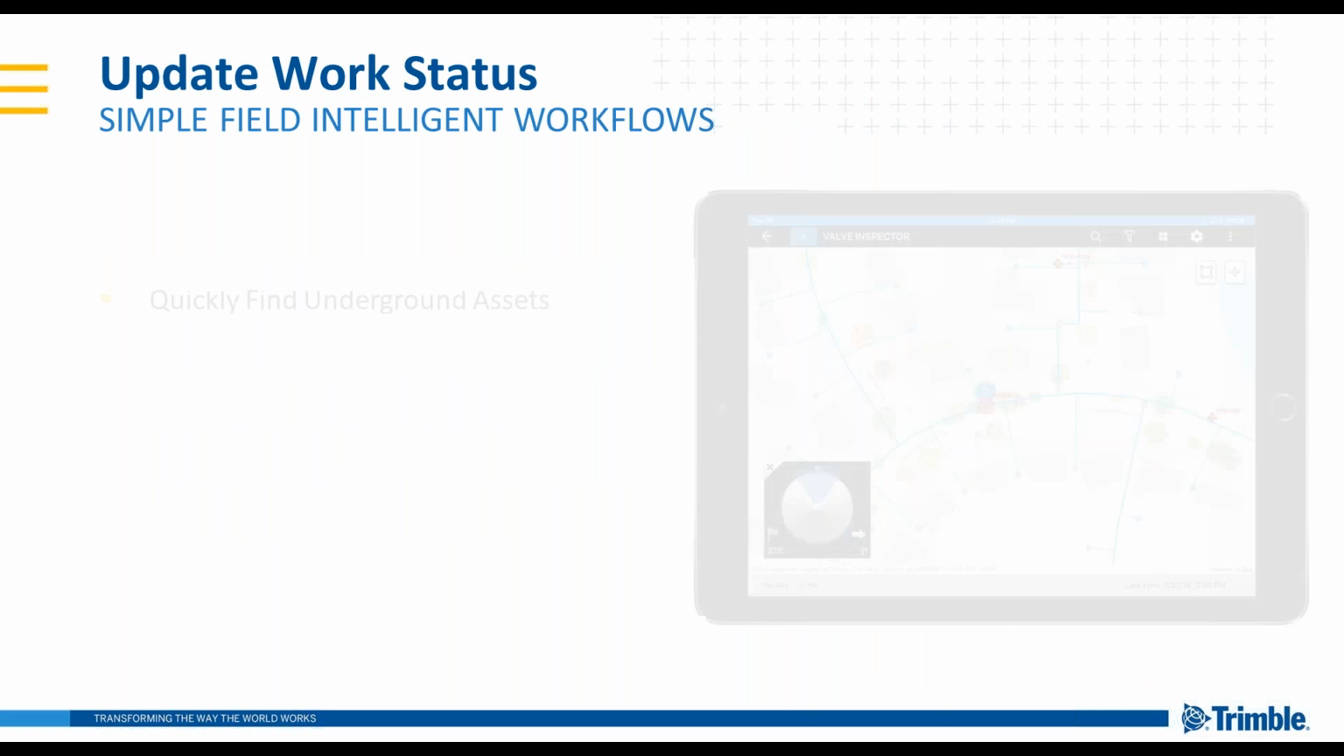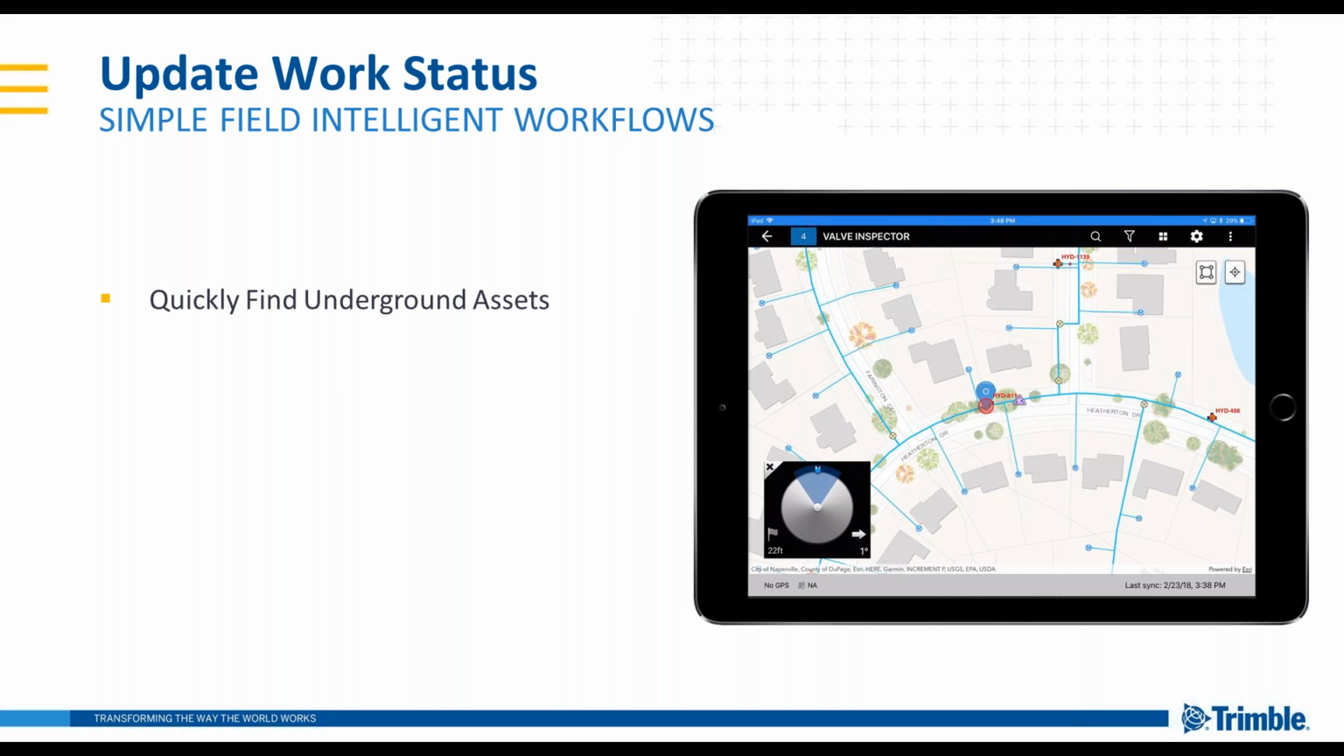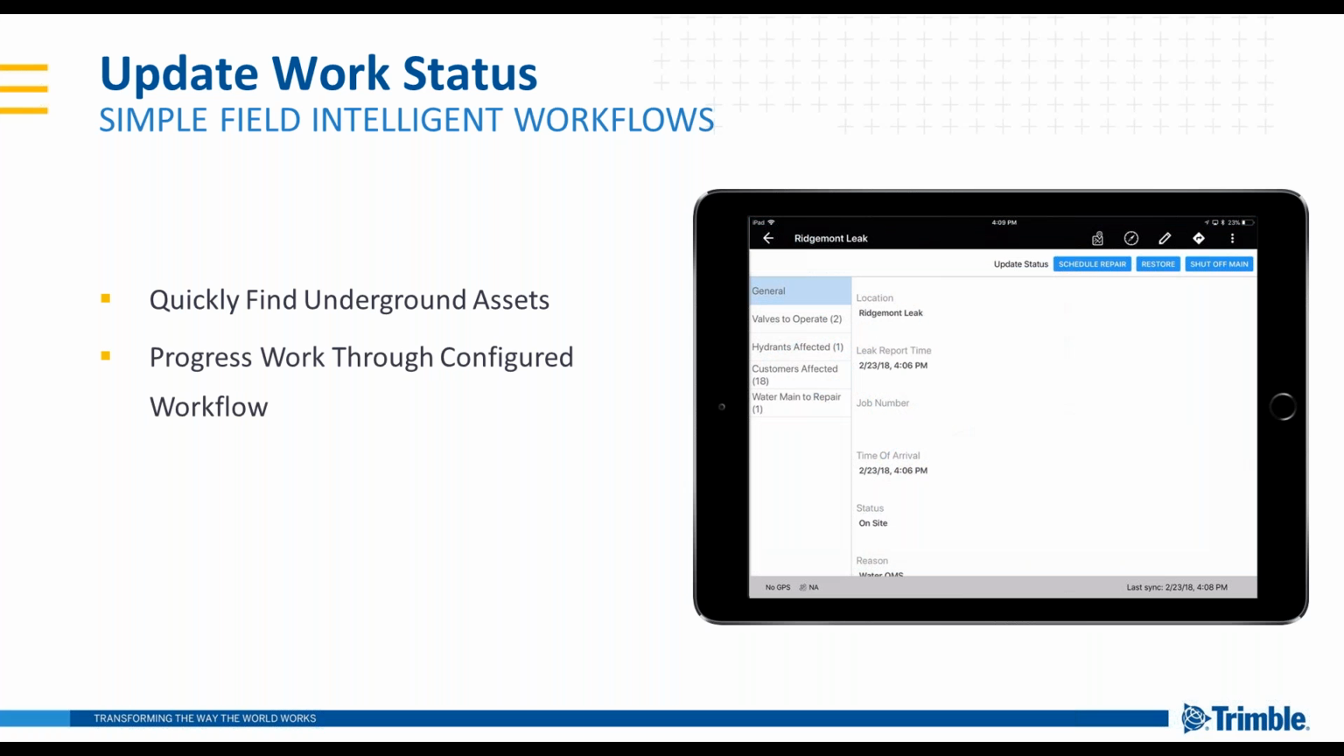And once they start working, let's say they run into a problem where they can't find the assets. So we provide them the tools to be able to locate underground assets. And that's assuming they have good GIS data and an accurate GPS position in the field that will get them as close as possible to that asset. And progress and update the status of the work assignment by clicking on the available options based on the workflow.